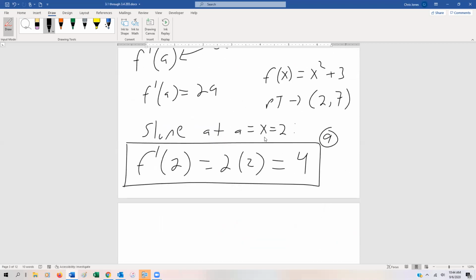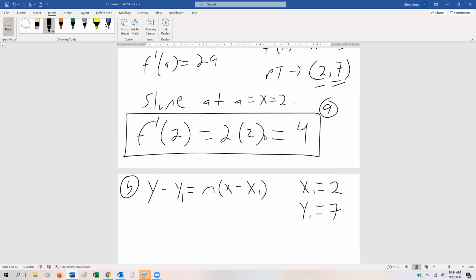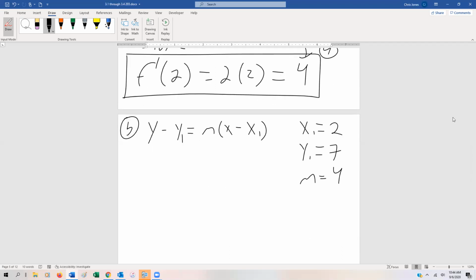All right, so now what we need to do is find the equation of the tangent line, and then we're going to graph it to make sure it makes sense. So for part B, remember we have the formula y minus y1 is equal to m(x minus x1), right? And in this problem, x1 is 2, y1 is 7, okay? So we go back up there, and the slope m is equal to 4, all right? Because remember, the slope at x equals 2 is 4. So we just found that. So we're just going to substitute. So we're going to get y minus 7 is going to be equal to 4(x minus 2).